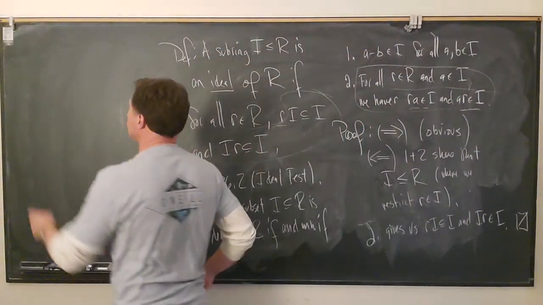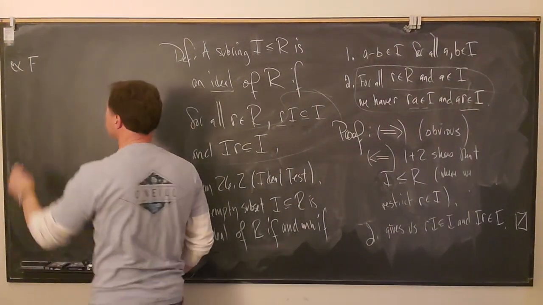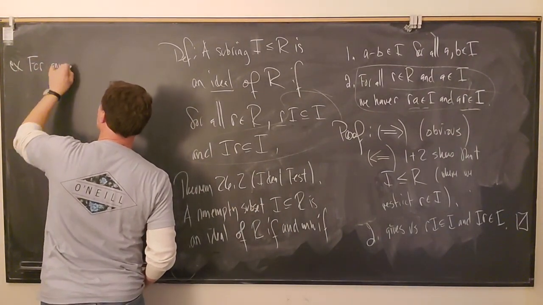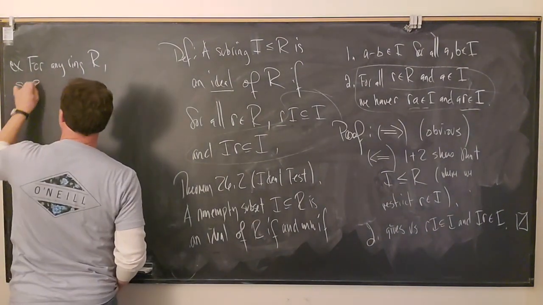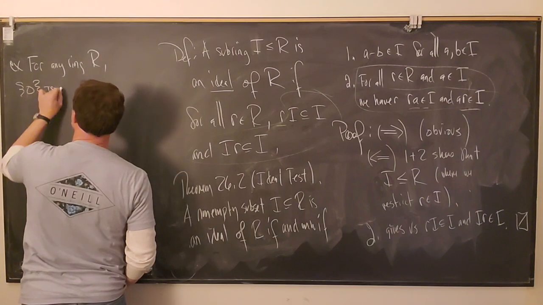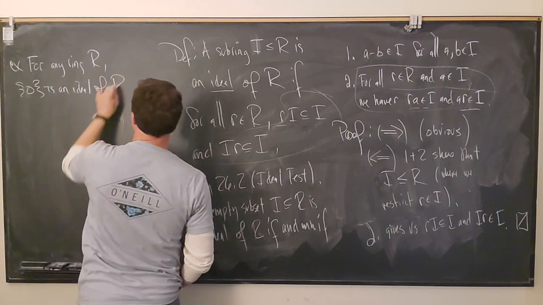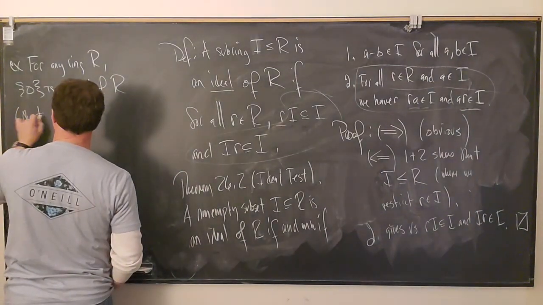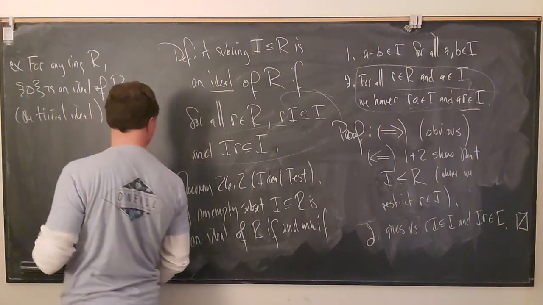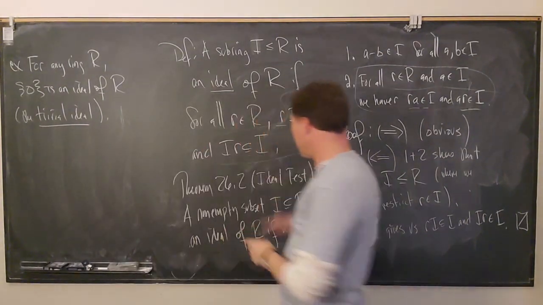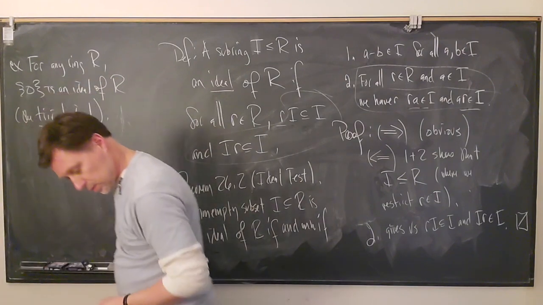So let's do a couple of examples here. For any ring R, the set consisting of just 0 is an ideal of R. All right, this is the trivial ideal. And you can verify that. It's just a straightforward application of the ideal test.